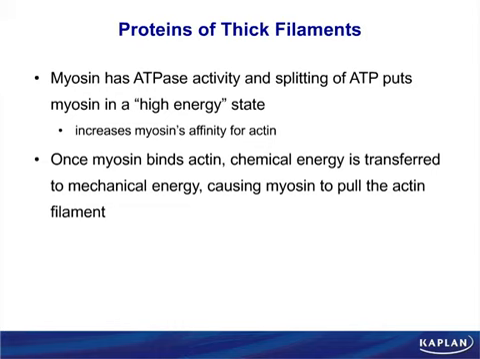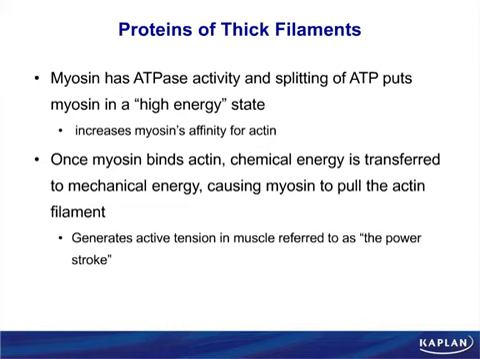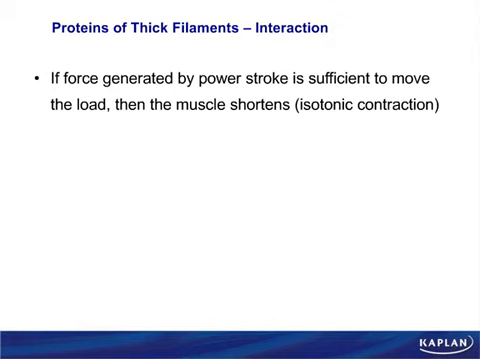This generates active tension and is referred to as the power stroke. So once actin and myosin bind, that high energy state is transferred to the actin molecule, and we are pulling on the actin protein. Now, for a couple of types of contractions we should appreciate for muscle physiology, and thus for USMLE Step 1. If the force generated by the muscle during the power stroke is sufficient to move the load, then the muscle shortens, and this is termed an isotonic contraction.